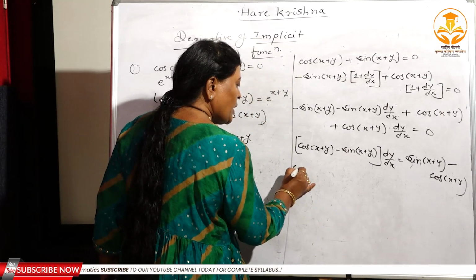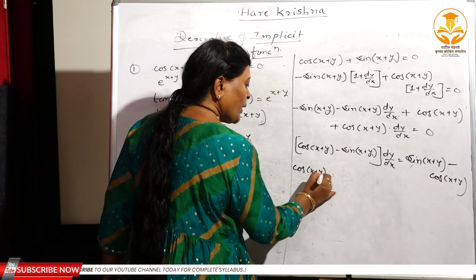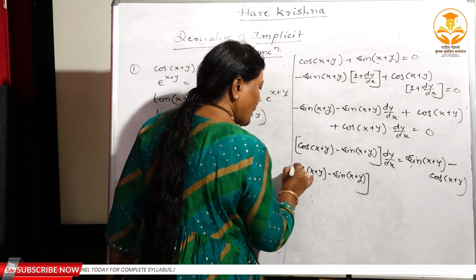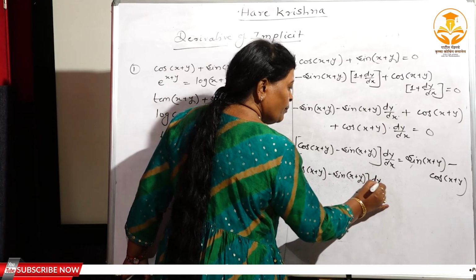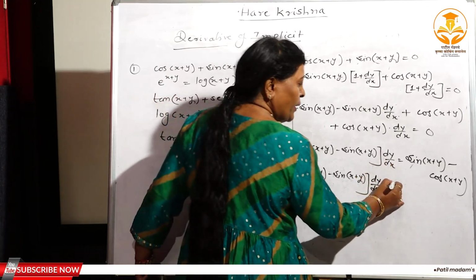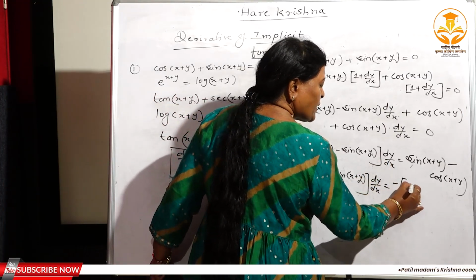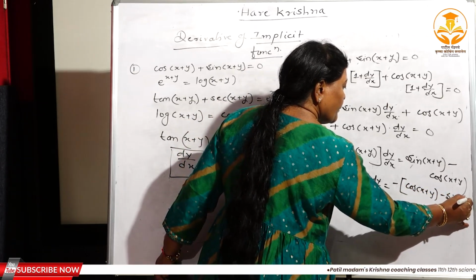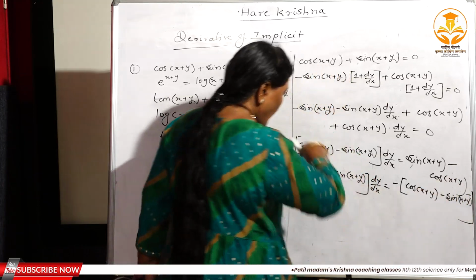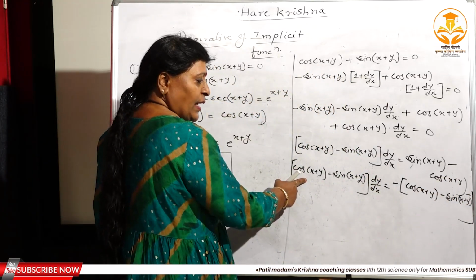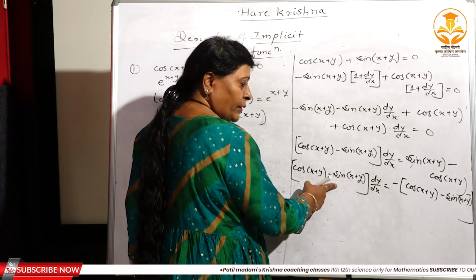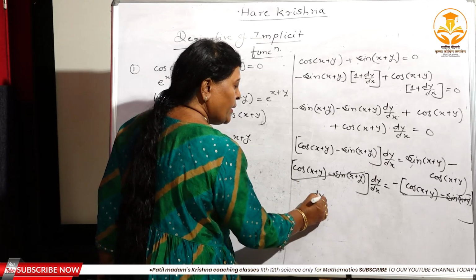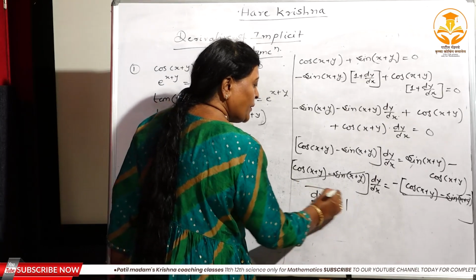Again, if you observe this, cos(x plus y) minus sin(x plus y) remains as it is into dy by dx. But if you take the minus sign common on the other side, you get cos(x plus y) minus sin(x plus y). Right? So the same bracket on the left hand side as well as the right hand side gets cancelled, and what remains is dy by dx equals minus 1.